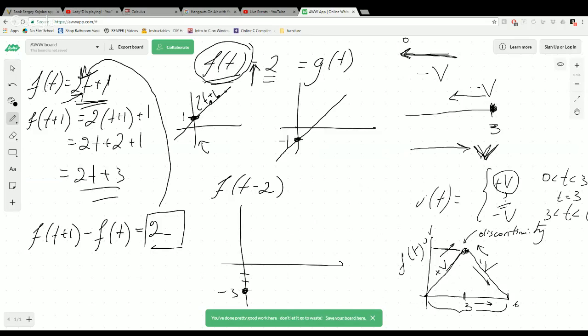What happens if I plug in 2? Well, if I plug in 2, I get 2 minus 2, that's 0. What is f of 0? f of 0 is, of course, 1. So if I plug in 2, we just got 1. So 1, 2, 1, right there. And my line now will look something like this.